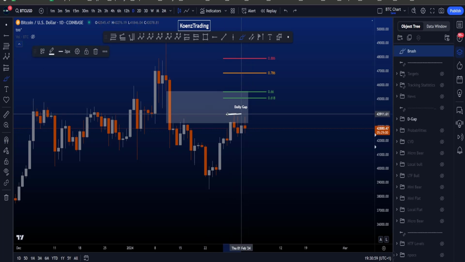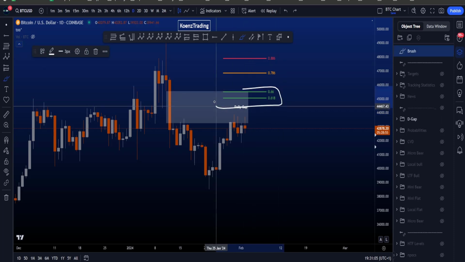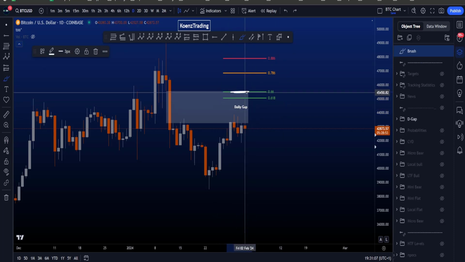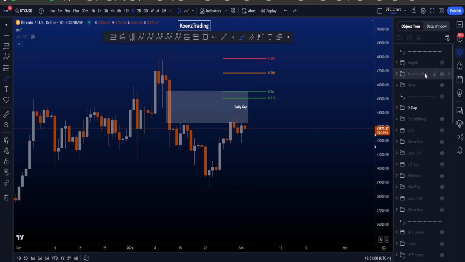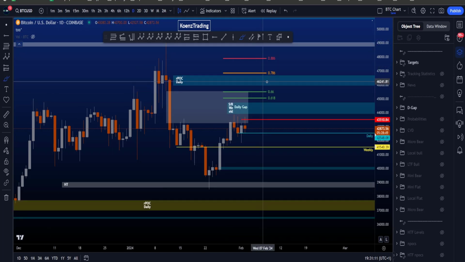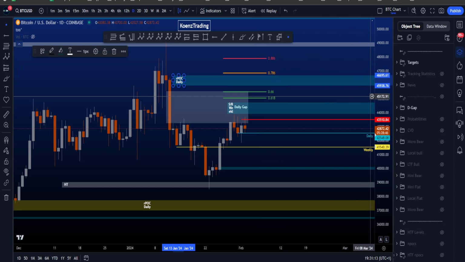So if we again take the high, probabilities of course are there for price to fill the gap, move to the golden pocket over here where the gap high is sitting at 45.4k, and another resistance box that I have here is sitting at 45.9k to 46.7k.